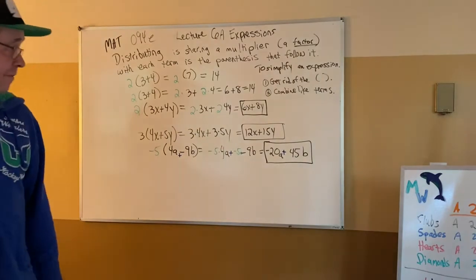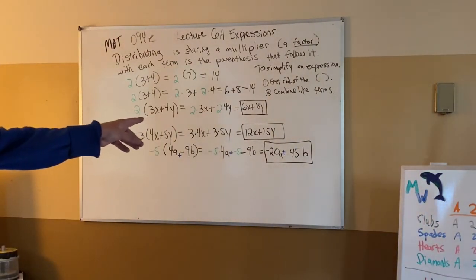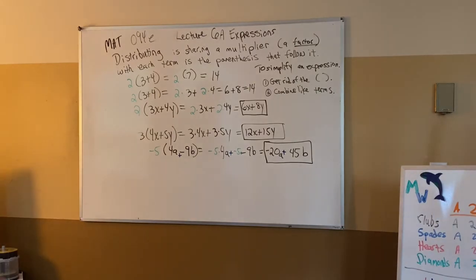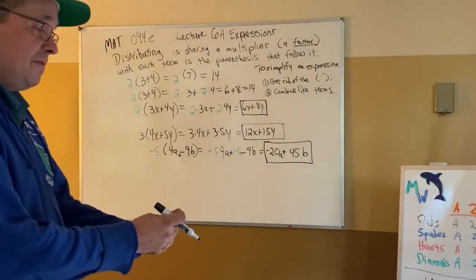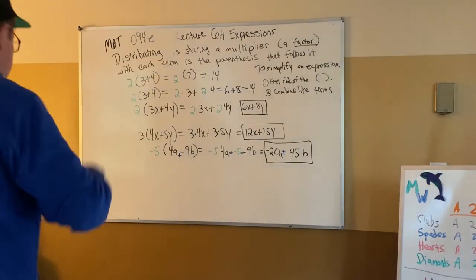I distributed negative 5 to both terms. Negative 5 times 4 is negative 20 with an a. Negative 5 times negative 9 gets me the opposite of negative, so positive. 5 times 9 gets me 45, and that's a b. They're still not like terms, so you combine like terms.